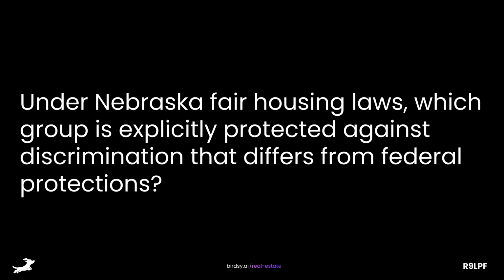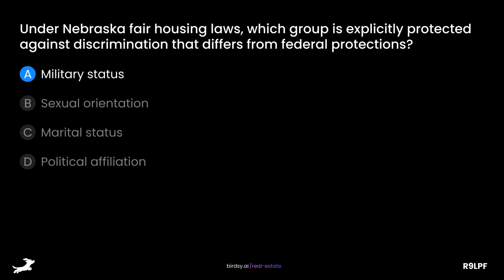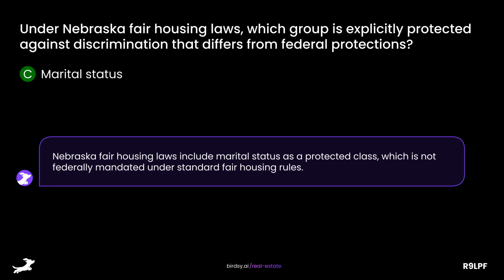Under Nebraska fair housing laws, which group is explicitly protected against discrimination that differs from federal protections? Is it A, military status, B, sexual orientation, C, marital status, or D, political affiliation? The answer is C, marital status. Nebraska fair housing laws include marital status as a protected class, which is not federally mandated under standard fair housing rules.